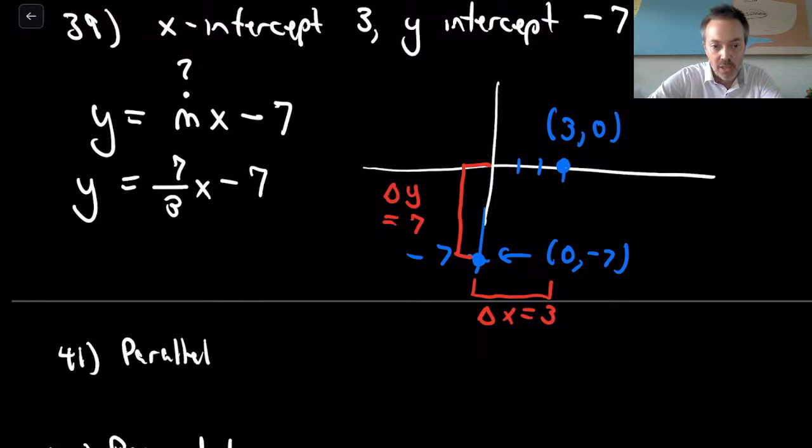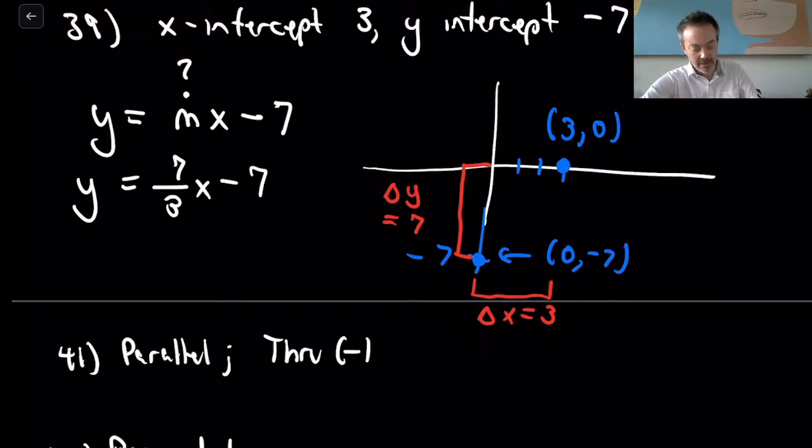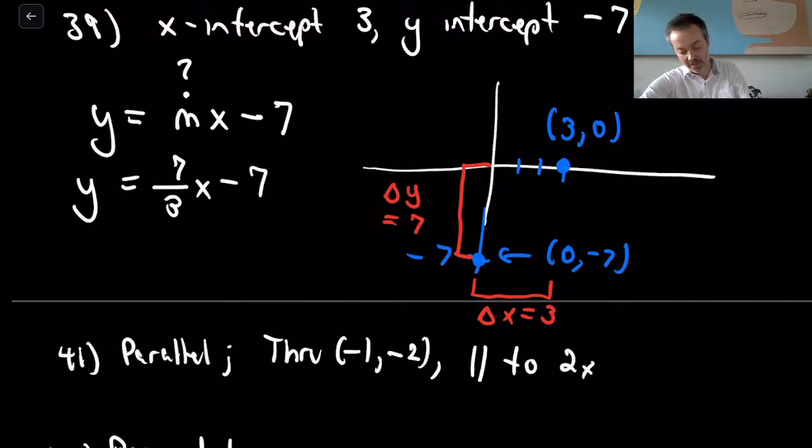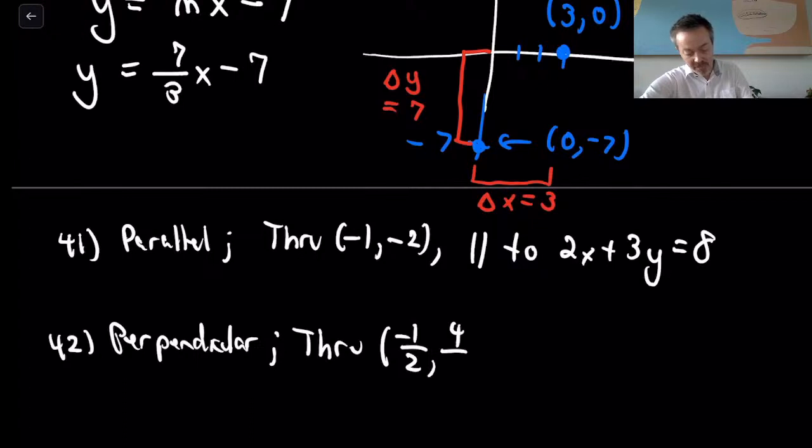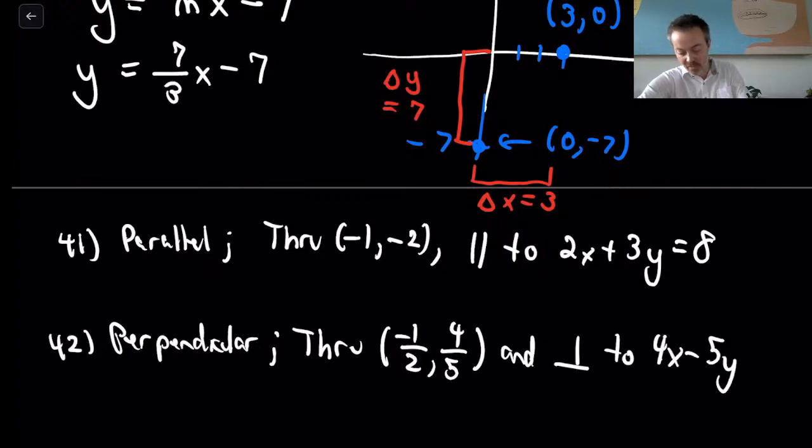I think the last few will get a little more tricky. It looks like we've got about 20 minutes, so we're still doing good. So it goes through -1, -2, parallel to 2x plus 3y equals 8, and perpendicular. Here it goes through the point -1/2, 4/5, and is perpendicular to 4x minus 5y equals 10.